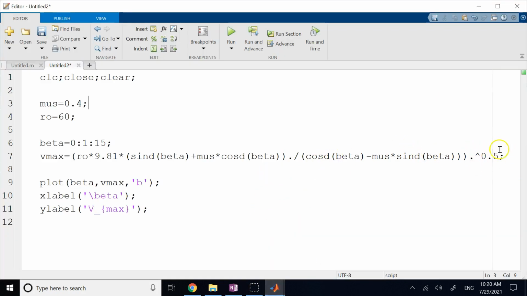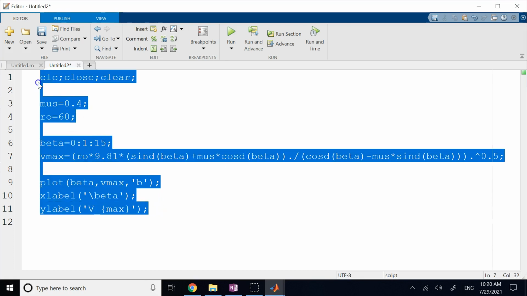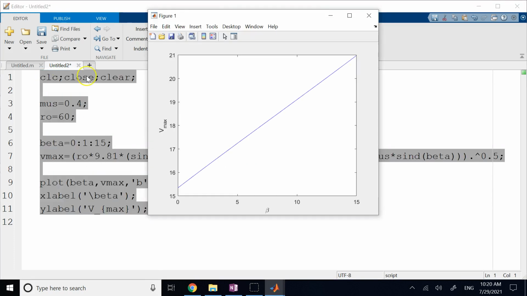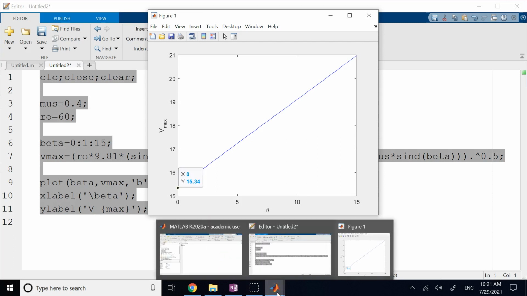And then the power 1/2 is the square root. So mu s and rho are given, and I changed my angle from 0 degrees to 15 degrees, 1 degree at a time, and since they are in degrees, I use sine and cosine d. I do the plot, and if you do that, here is the result, which you clearly see. My Vmax without any angle, when beta is 0, the max speed that I can exit is 15.34, right?